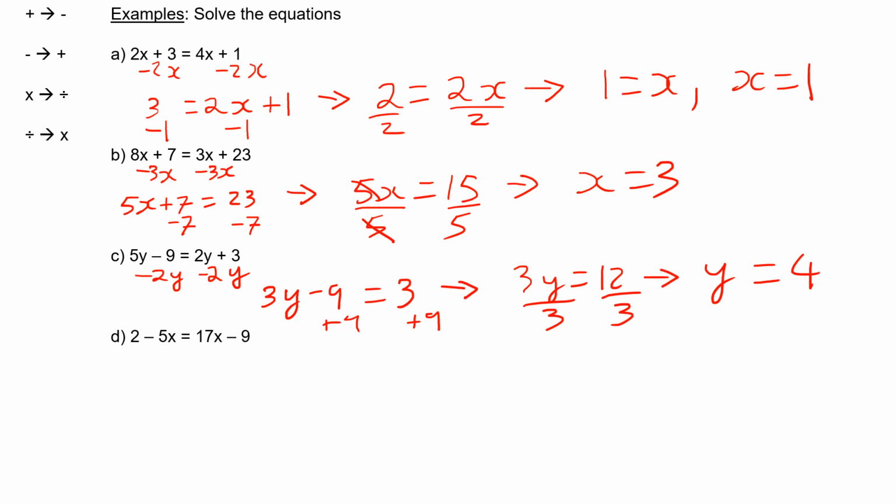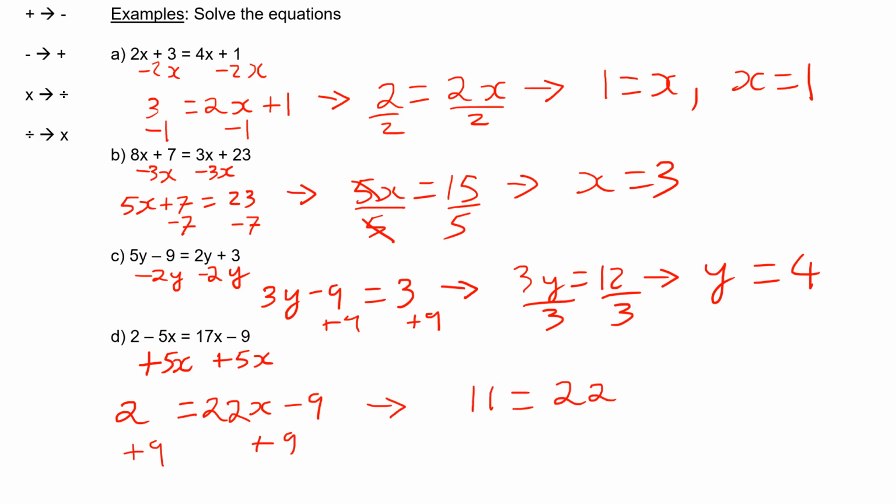In the last question, I'm going to add 5x to both sides because the opposite of minus 5x is add 5x. This leaves me with 2 is equal to 17x plus 5x, which is 22x, take away 9. And then I'm going to add 9 to both sides, which will give me 11 equal to 22x. And finally, I'm going to divide both sides by 22. This will leave me with x is equal to 11 divided by 22, which is a half.